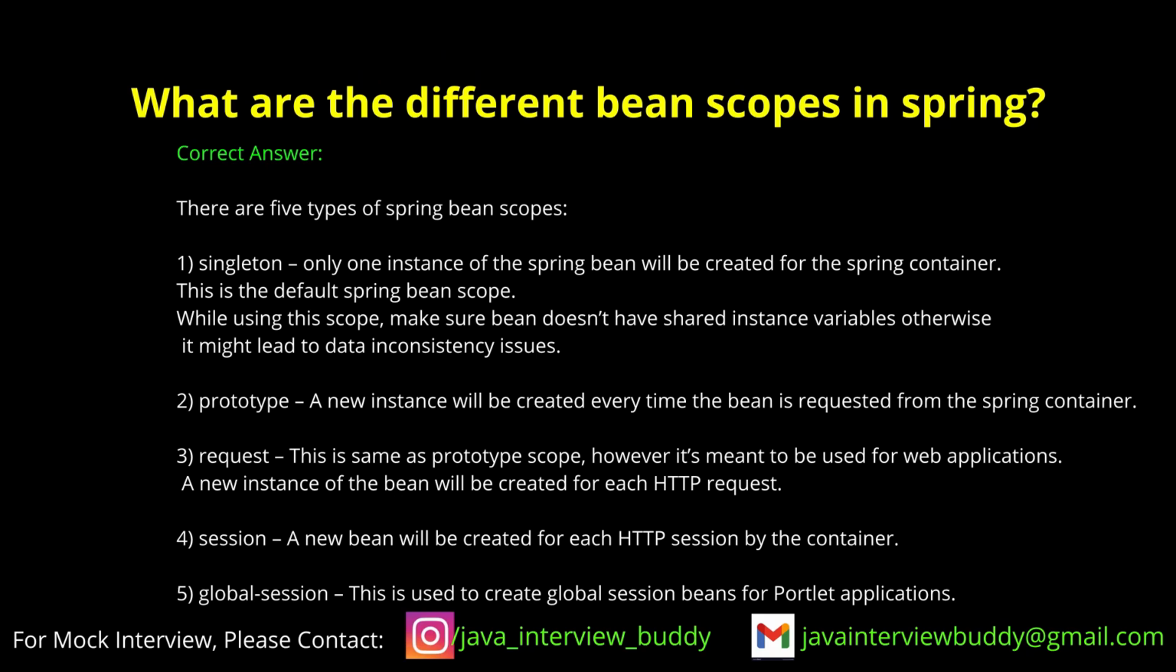What are the different scopes of bean in Spring? There are five scopes. Singleton is the default scope, then prototype, then request, then session, and then global session. So request, session and global session.